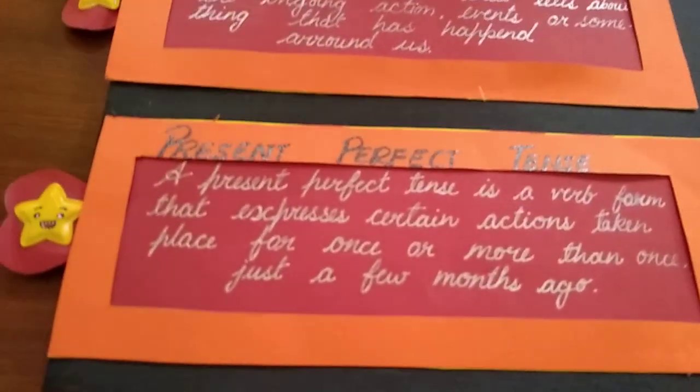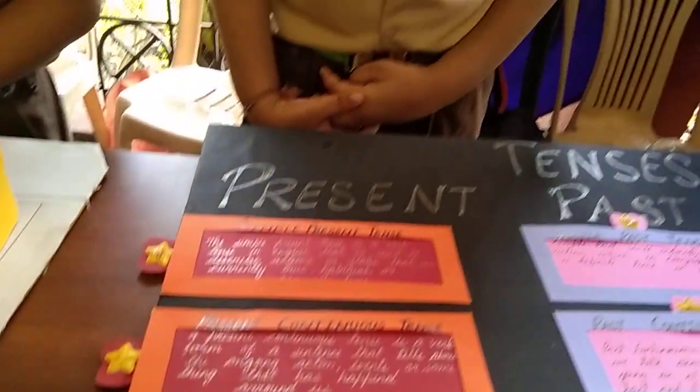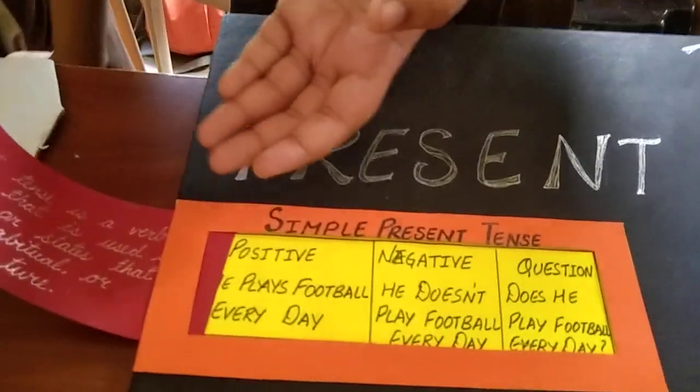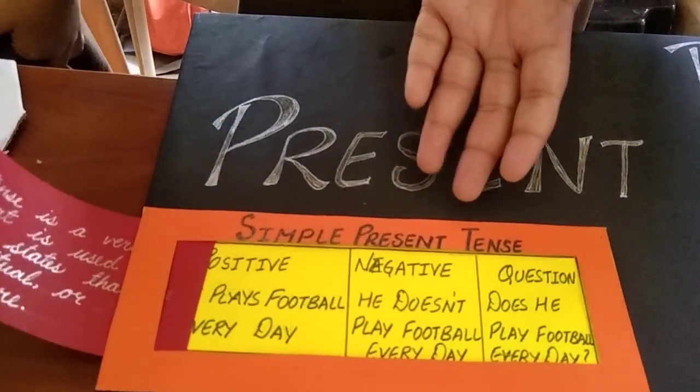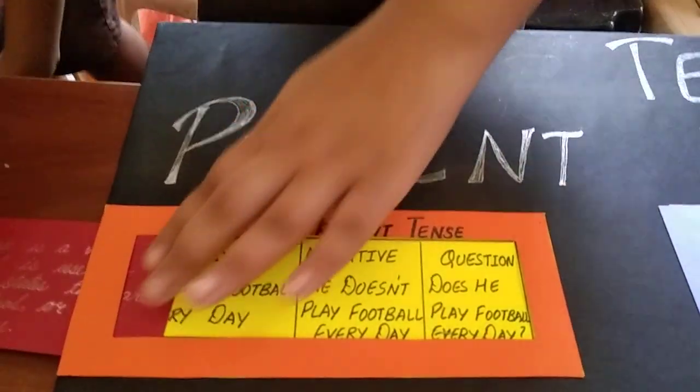Simple present tense. Simple present tense is the verb form in English that is used to describe an action or state that we do every day or regularly. For example, every day. He doesn't play football every day. Interrogative. Does he play football every day?